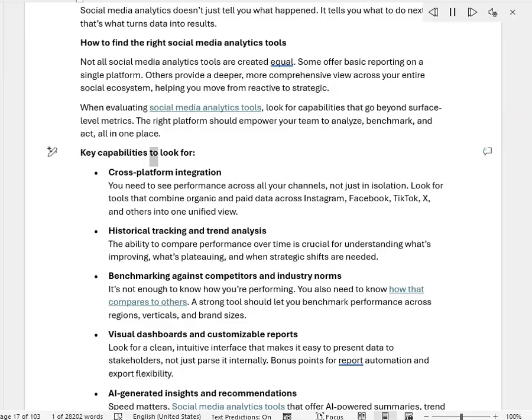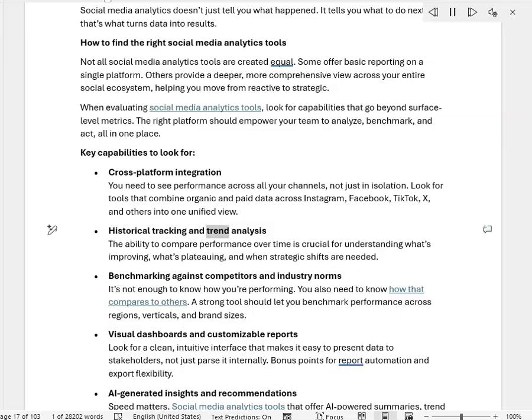Key capabilities to look for. Cross-platform integration. You need to see performance across all your channels, not just in isolation. Look for tools that combine organic and paid data across Instagram, Facebook, TikTok, X, and others into one unified view.